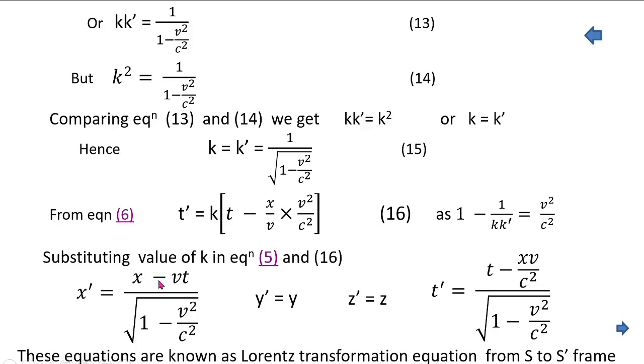Then here we get plus. Then replace this x by x dash, t by t dash, and x dash by x. Here also y dash by y, y by y dash, z dash replaced by z, and z replaced by z dash. Here t dash is replaced by t, t is replaced by t dash, x is replaced by x dash, and v is replaced by minus v. Then this sign becomes plus.